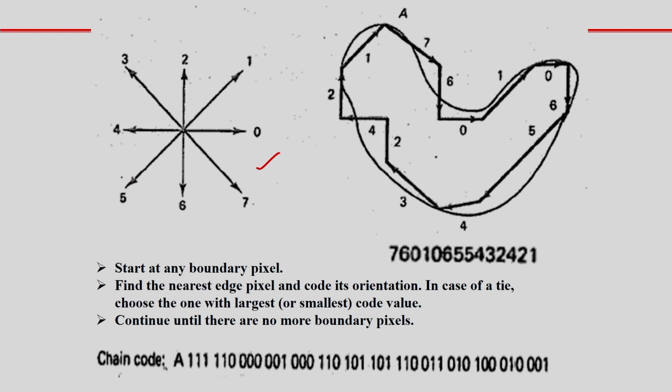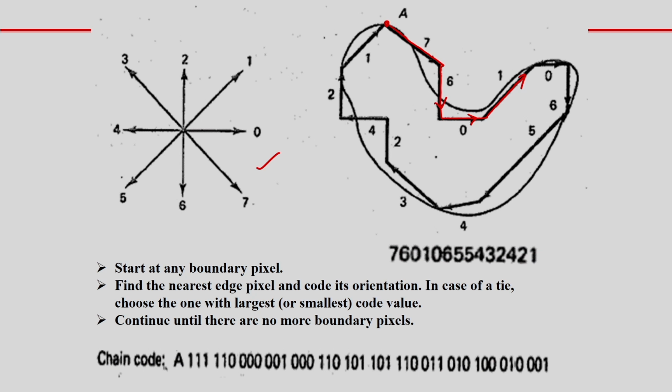What I have to do is start at any boundary pixel. Suppose I consider the pixel A. Suppose I consider the first segment, from this to this. Corresponding to this, the direction is 7. After this I consider the next direction, that is this. Corresponding to this direction, if I see the value in the left figure, that is the chain code, it will be 6. Again, for this segment my direction will be 0, and for this direction it will be 1. Like this I can consider all the directions.